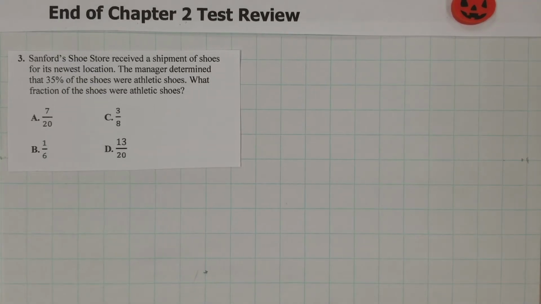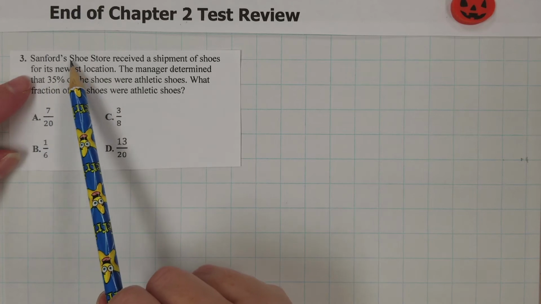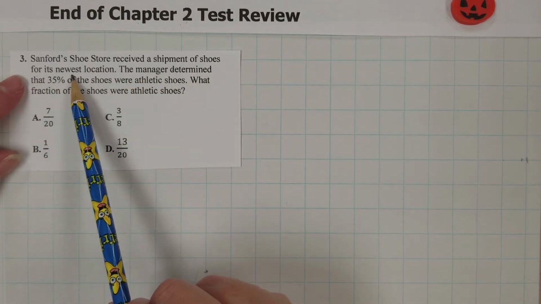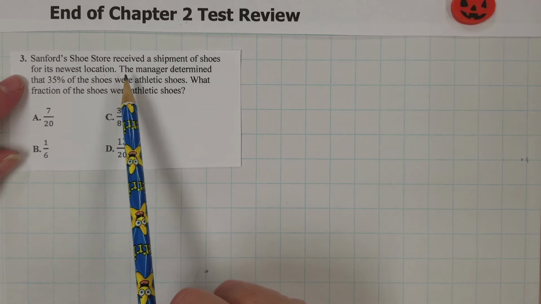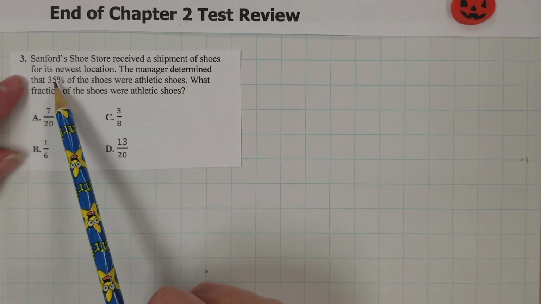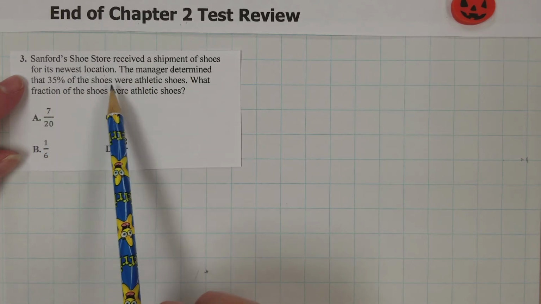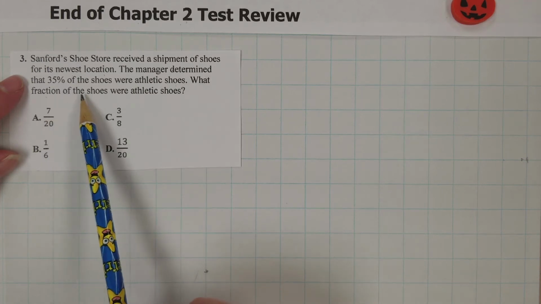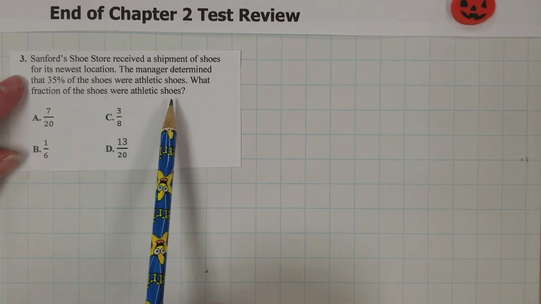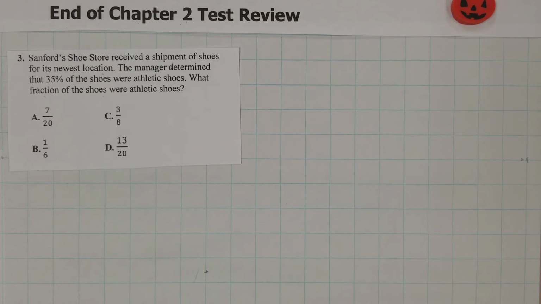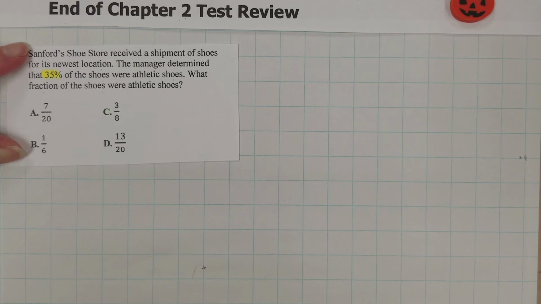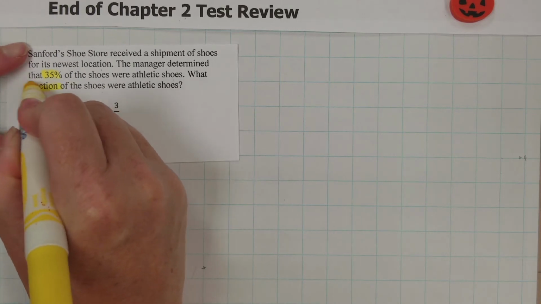Question number 3. Sanford's shoe store received a shipment of shoes for its newest location. The manager determined that 35% of the shoes were athletic shoes. What fraction of the shoes were athletic shoes? In this question, they're asking us to change 35% into a fraction.